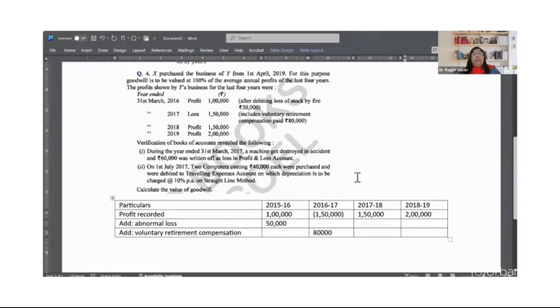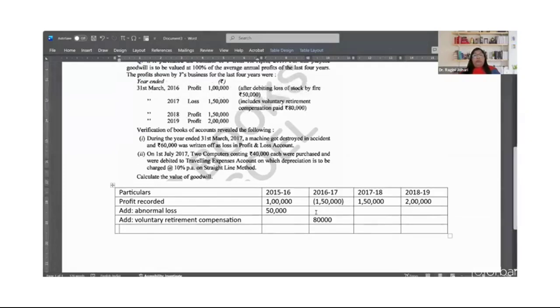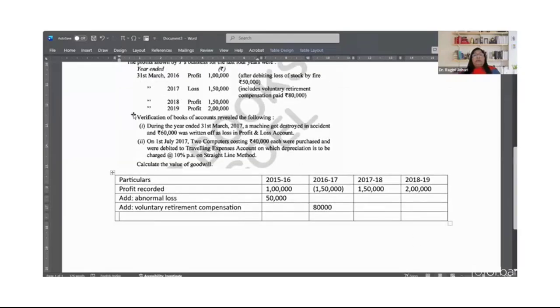Then it says during the year ended 31st March, a machine got destroyed in an accident and 60,000 was written off as loss in the profit and loss account. So the next thing, that is, add machine loss.